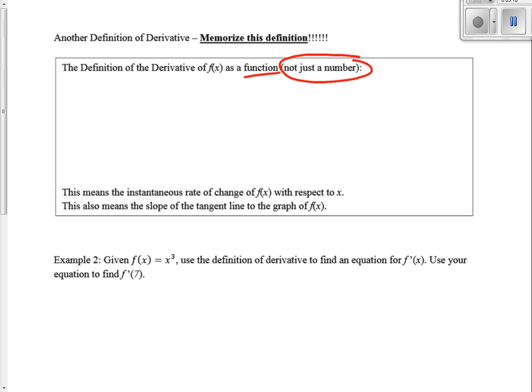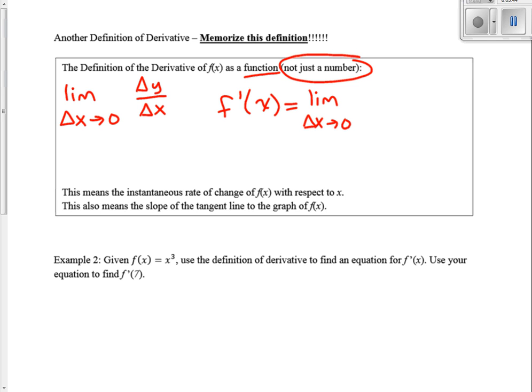What we need to recognize is that we're finding the limit as our change in x is getting smaller and smaller and smaller of the change in y over the change in x. That's all we're really doing here. So to write that in terms of f, we have f prime of x, which is going to be a function, is going to be the limit as our change in x approaches 0 of our change in y.